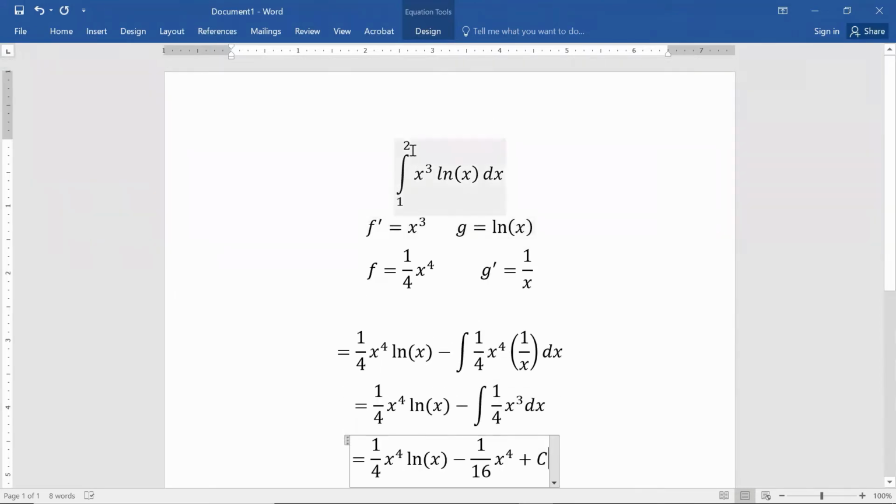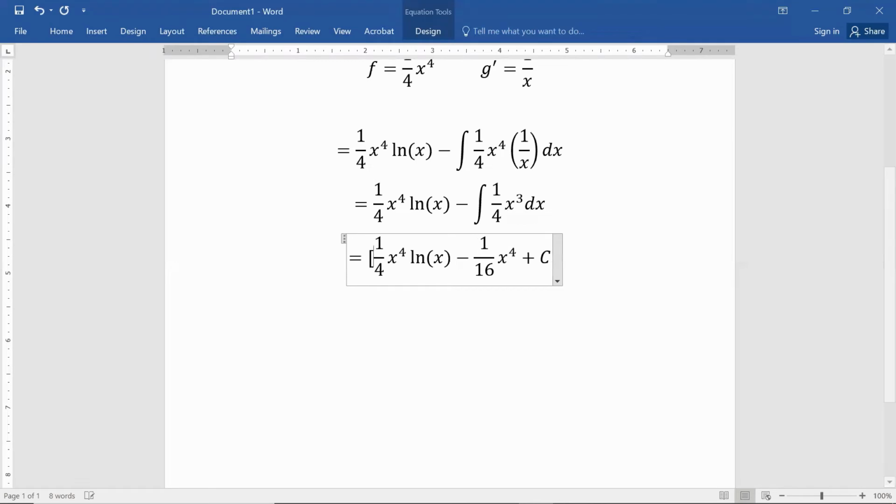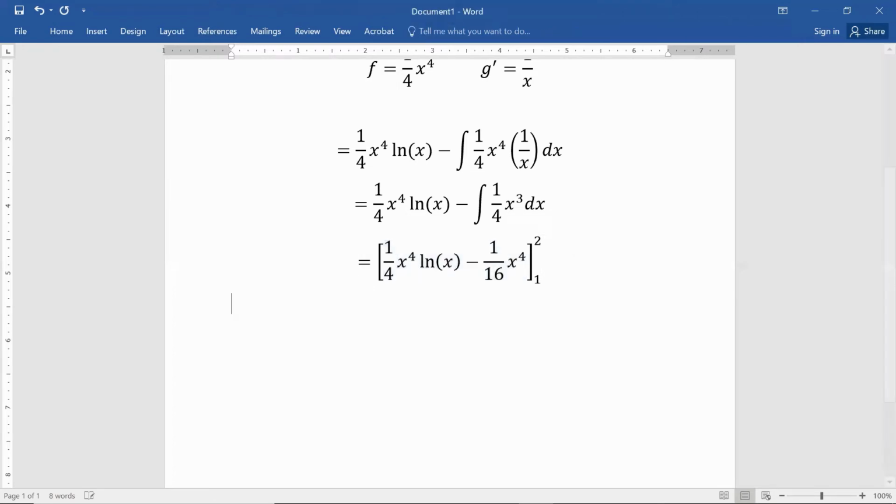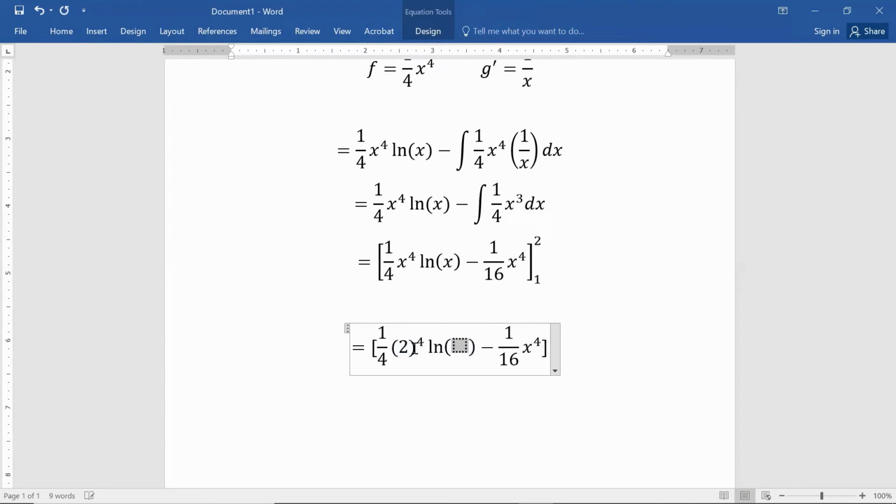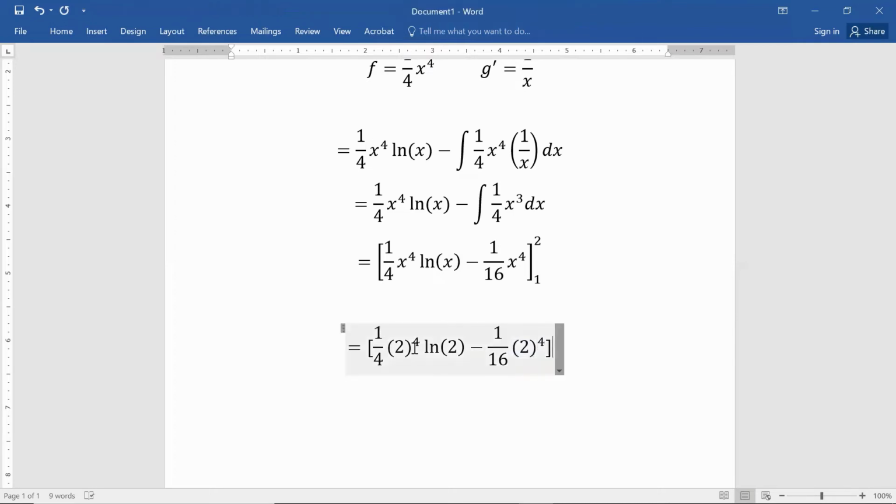Since this is a definite integral, we are going to take this thing bounded from 1 to 2. Recall that I can put in any constant that I want, so I'm going to put in a constant of 0. Now I can simply plug in 2 and plug in 1. Let's plug in 2 first. 1/4 times 2 to the 4th times natural log of 2 minus 1/16 times 2 to the 4th.